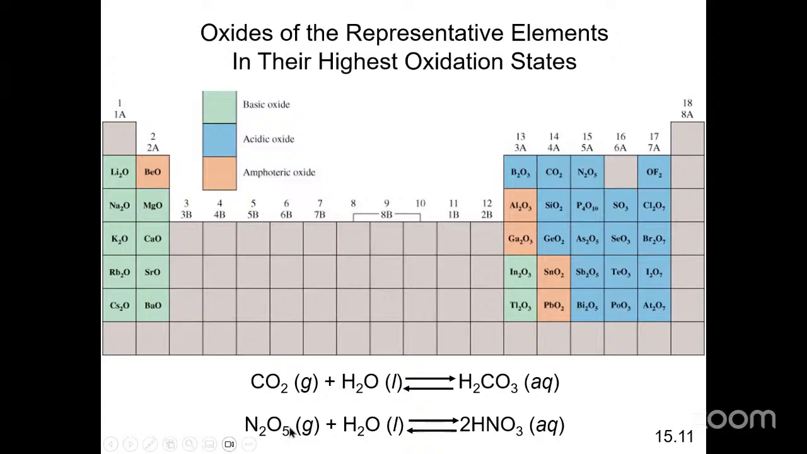So here we have an example of an acidic oxide. The thing about acidic oxides is that when they're added to water, they form an acidic solution. So for example, carbon dioxide, when dissolved in water, produces carbonic acid, and dinitrogen pentoxide, when added to water, produces nitric acid. So that's basically how non-metallic oxides, for the most part, behave, right?